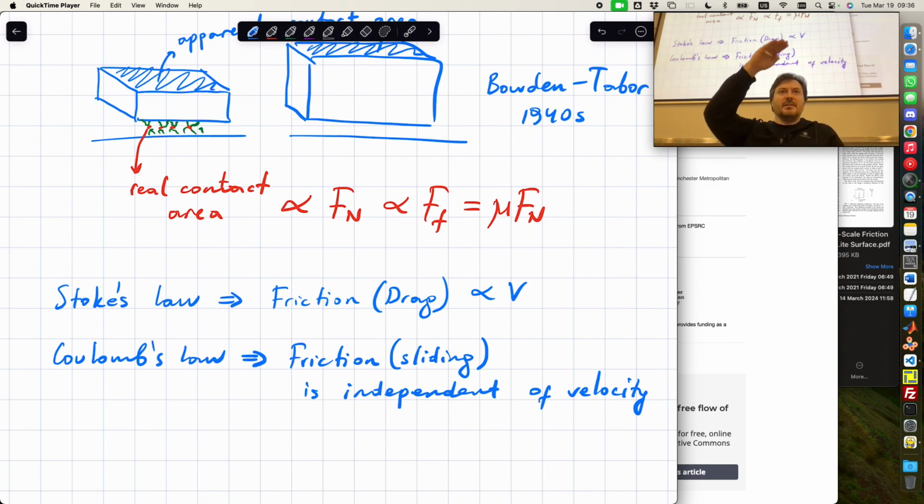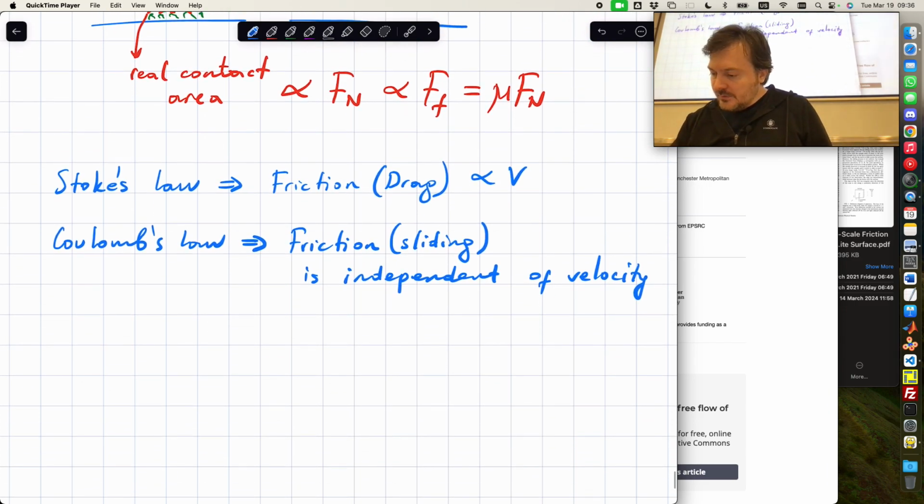It actually starts at some value. Maybe it depends on velocity a little bit. Maybe the more you push it, the more drag you get. But sliding friction is really, main portion of it is independent of velocity. So what is going on? Two laws that seem to be against each other, right? And we resolve it with so-called Prandtl Tomlinson model.